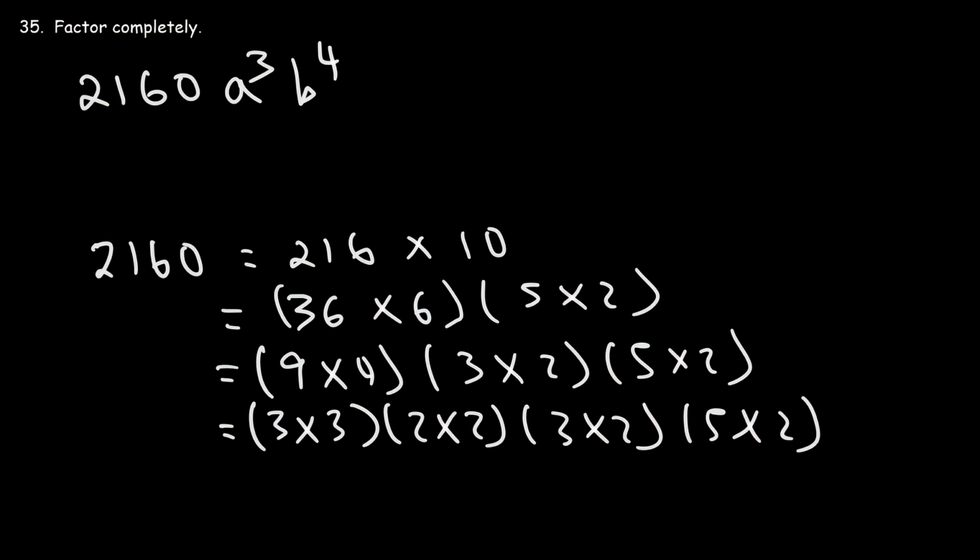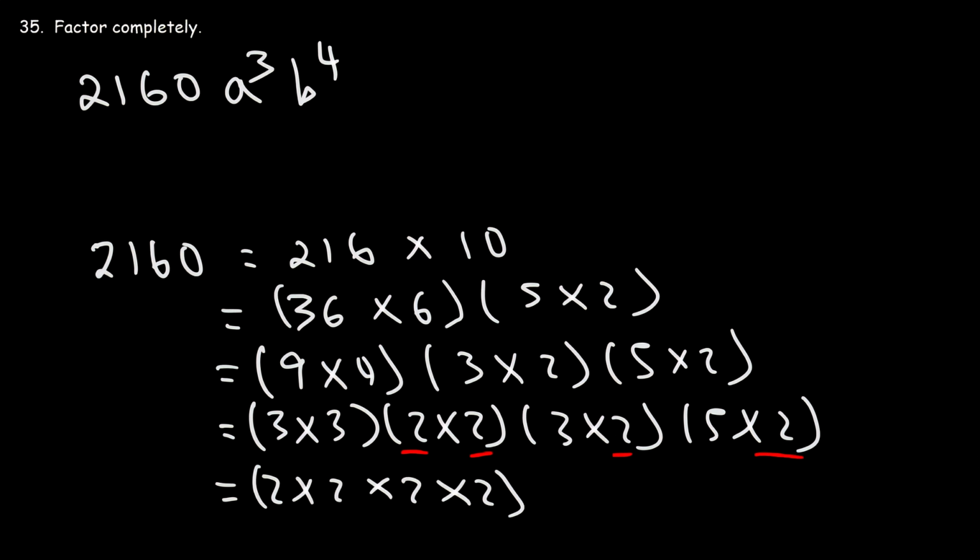A prime number can only be broken down into itself and 1. So that's why 2 and 3 are prime numbers. So now what we need to do is put these in order. So notice that we have a total of 4 2's. So that's 2 times 2 times 2 times 2.